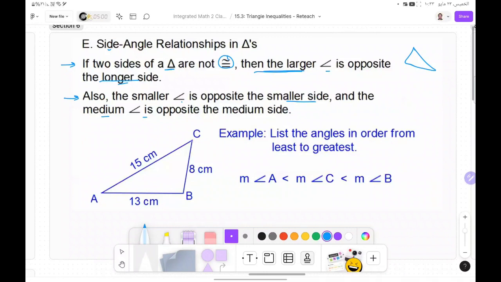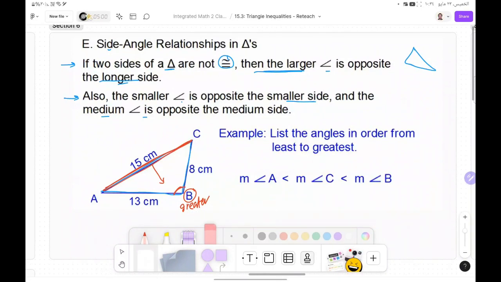First, let's have a look at this triangle. As you can see, we have triangle ABC with the sides. AC is 15, and this one is the longest side. Which angle is opposite to this side? The angle opposite to side AC is angle B. So angle B should be the greatest angle, because it's opposite to AC.